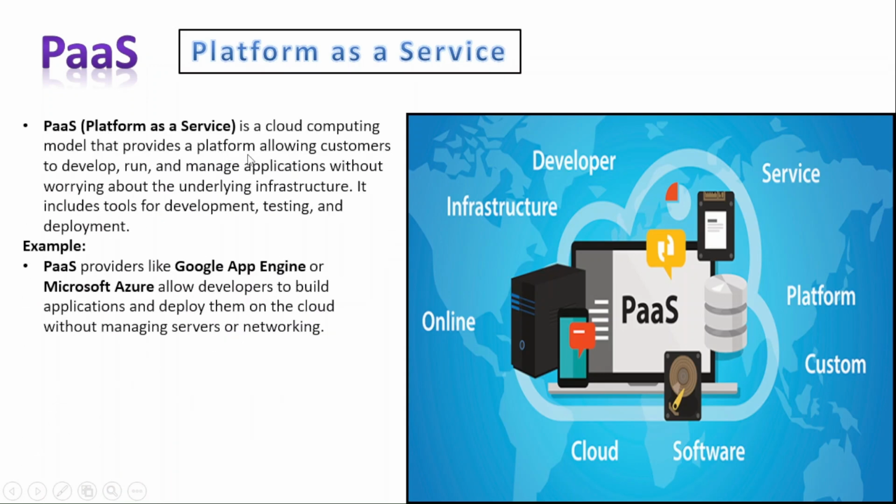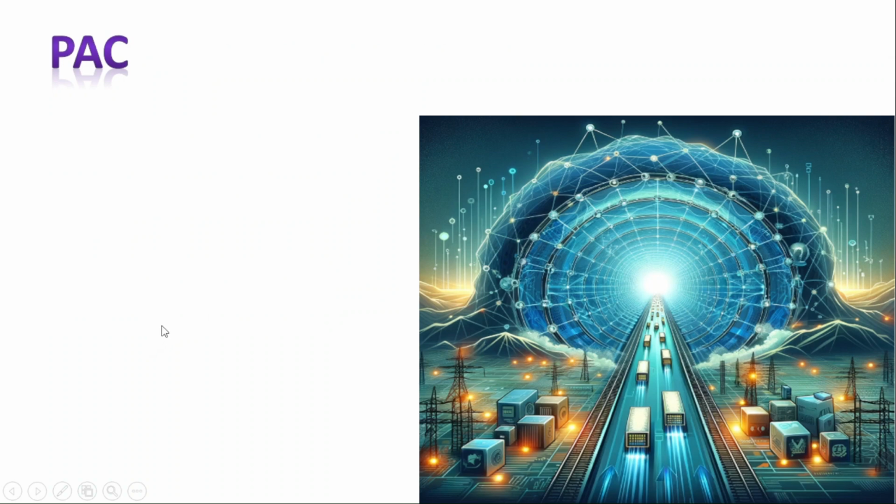PaaS, that is platform as a service. So PaaS is a cloud computing model that provides a platform allowing customers to develop, run, and manage applications without worrying about underlying infrastructure. It includes tools for development, testing, and deployment. Example, PaaS providers like Google App Engine or Microsoft Azure allow developers to build applications and deploy them on the cloud without managing servers or networking.